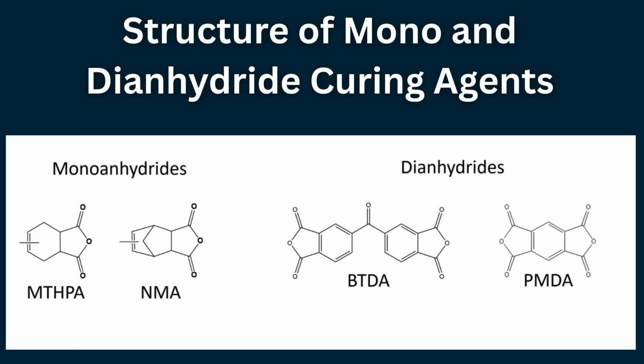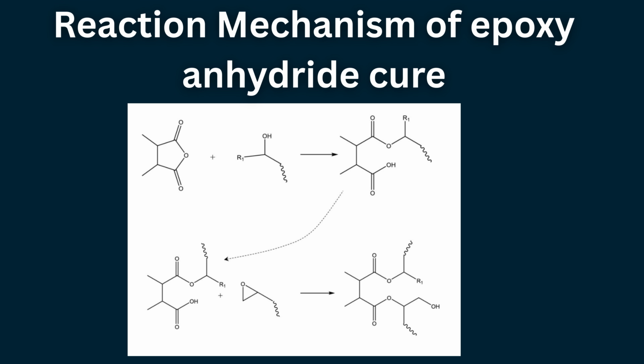Anhydrides do not readily react with epoxy groups without the presence of an accelerator such as water, alcohol, tertiary amines, metal salts, or imidazoles. Reaction mechanism of epoxy anhydride cure. The reaction between anhydrides and epoxy groups is complex and involves several simultaneous processes. Ring opening of the anhydride by reaction with a hydroxyl group to form a monoester. Reaction of the resulting carboxylic acid group with an epoxy group to form an ester linkage.